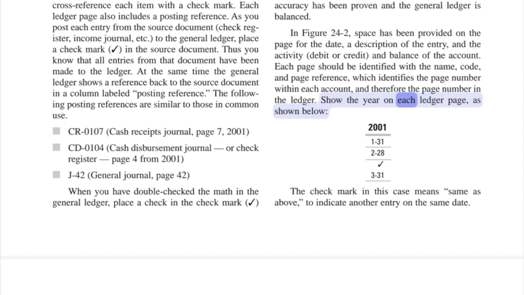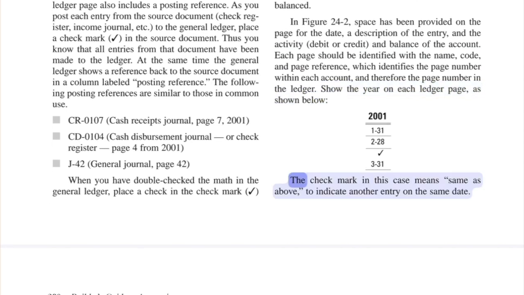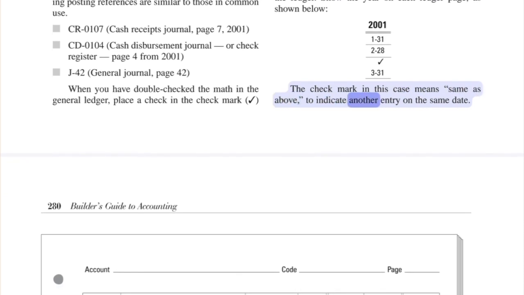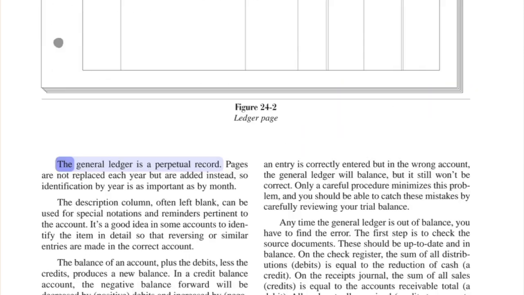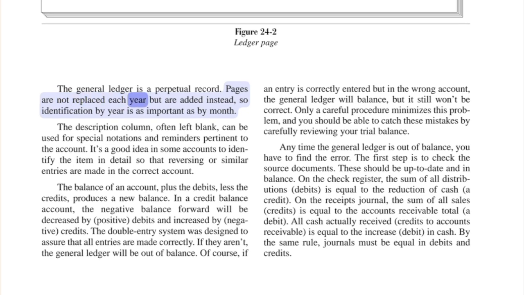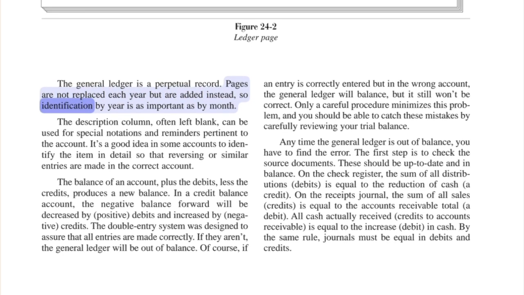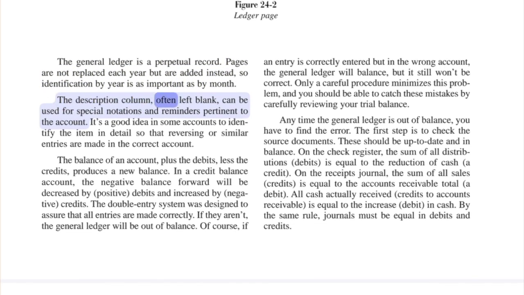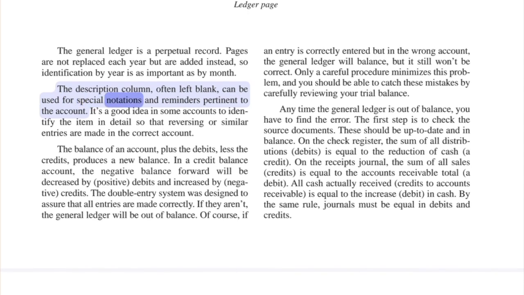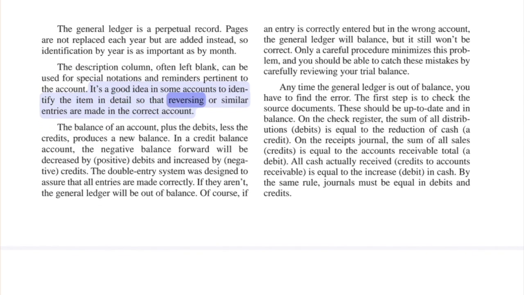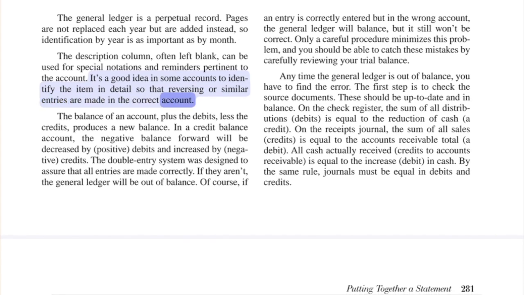Show the year on each ledger page as shown below. The check mark in this case means same as above, to indicate another entry on the same date. The general ledger is a perpetual record. Pages are not replaced each year, but are added instead. So identification by year is as important as by month. The description column, often left blank, can be used for special notations and reminders pertinent to the account. It's a good idea in some accounts to identify the item in detail so that reversing or similar entries are made in the correct account.